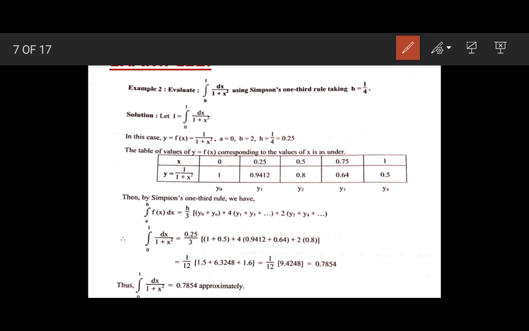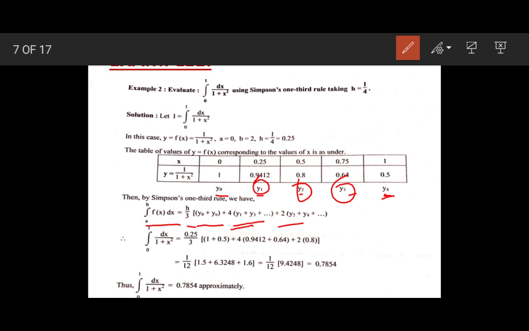Next we have to write the y values. We start from y0, y1, y2, y3, y4. Now Simpson's 1/3 rule is integral a to b f of x dx is equal to h upon 3 into first value plus last value, y0 plus y4, plus 4 into odd. Here odd is y1 and y3, so 4 into y1 plus y3, then plus 2 into even, which is only y2, so 2 into y2.